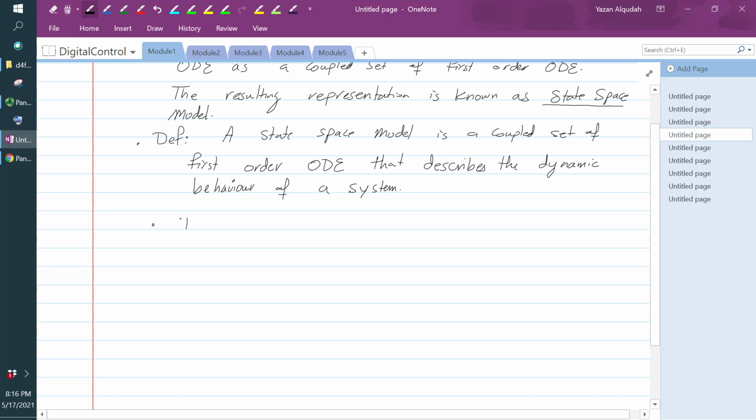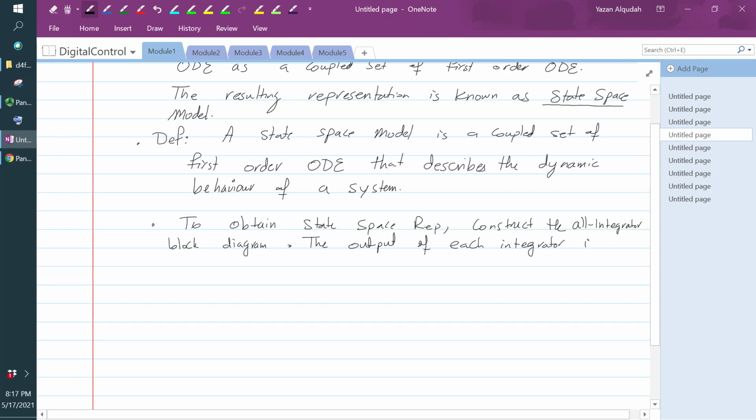So to obtain the state space representation, we construct the all-integrator block diagram, and the output of each integrator is defined as a state variable.